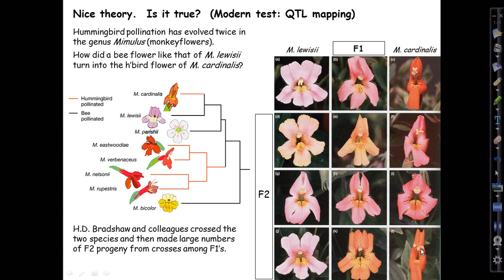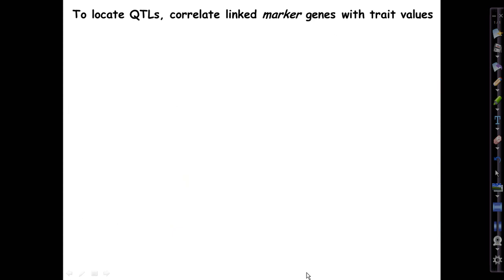And then here's a group of 9 F2s carefully selected for the degree to which they approximate the lewisii condition, which this lower left-hand one pretty much does, and the cardinalis look, which this one in the lower right does, but there are lots of F2s that are still a mix of parental traits. Okay, so now to locate the hypothesized quantitative trait loci, what do you do?